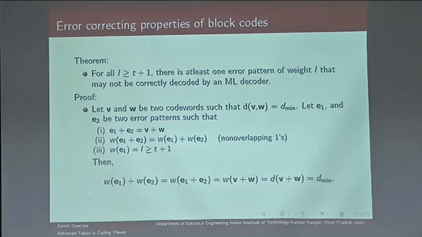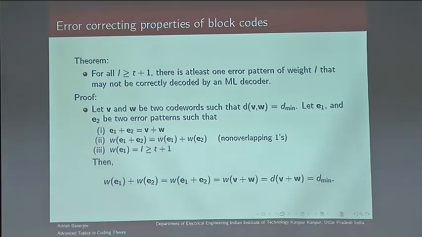So, weight of E1 plus weight of E2 is weight of E1 plus E2, and E1 plus E2 is weight of V plus W, which is nothing but Hamming distance between V and W. This is just a typo, this V comma W, the Hamming distance between V comma W, and from this we know it is equal to minimum distance of the code. Okay. So, what I have shown you is weight of E1 plus weight of E2 is equal to minimum distance of the code.